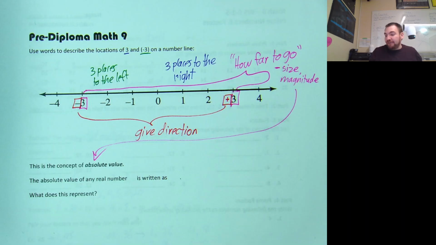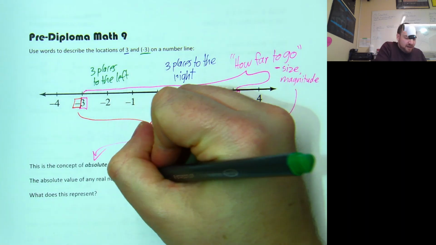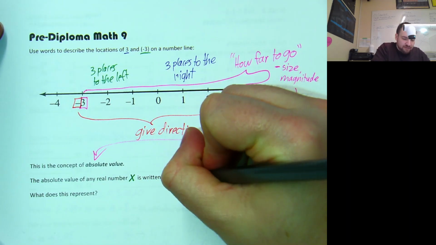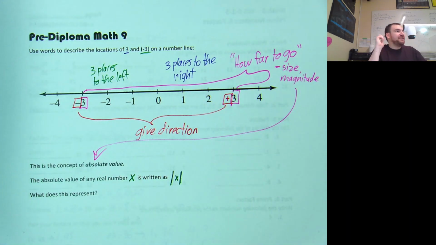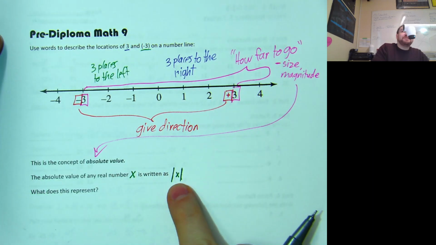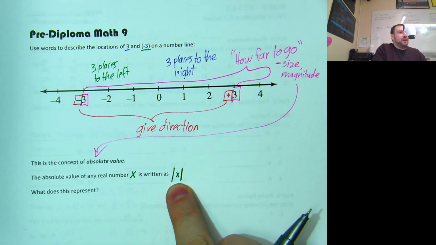The absolute value of any real number, let's say any real number x, we're bringing letters in now to algebra, it's going to be great, is written using the following notation. We write x between two big vertical bars, and this is read as the absolute value of x.